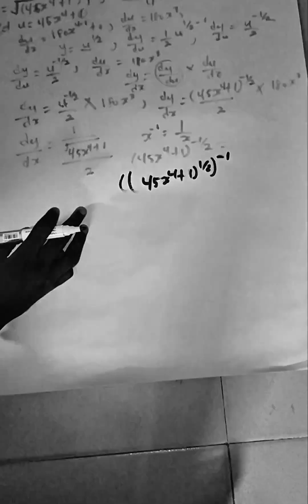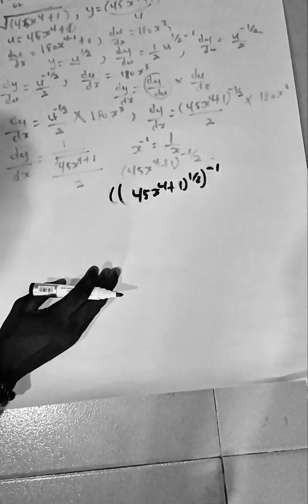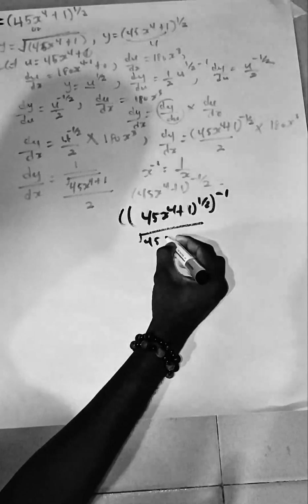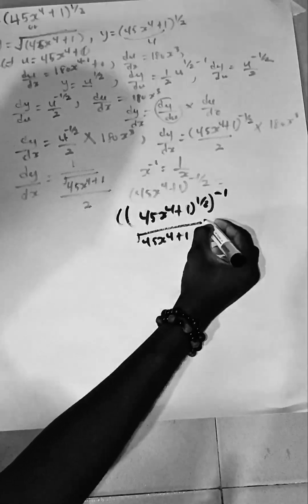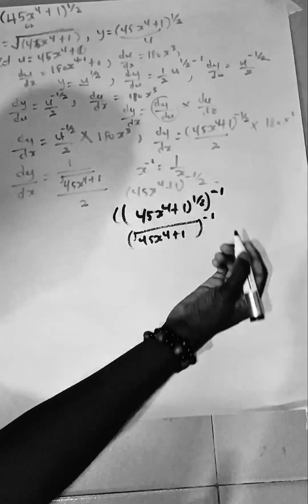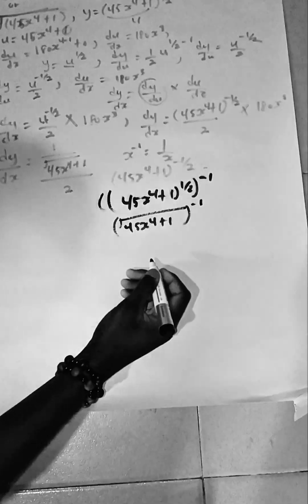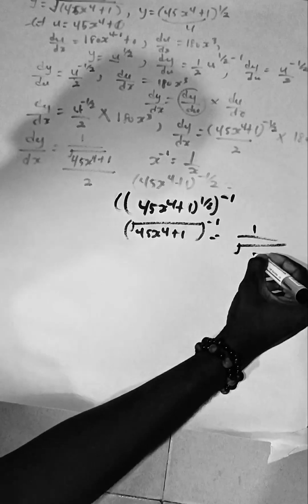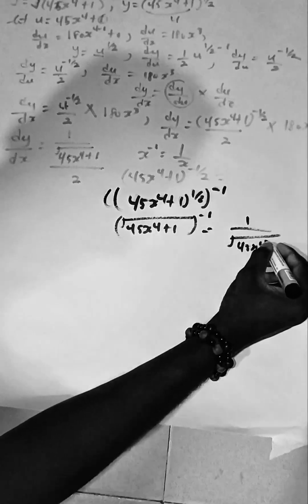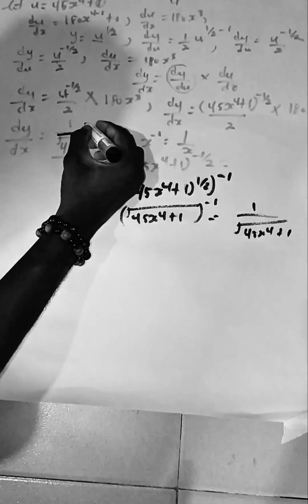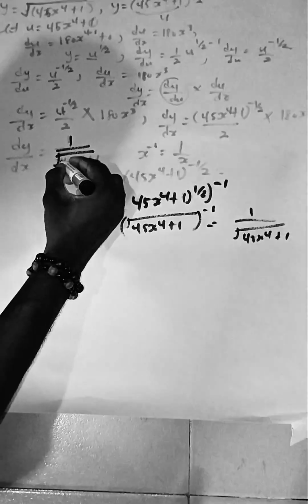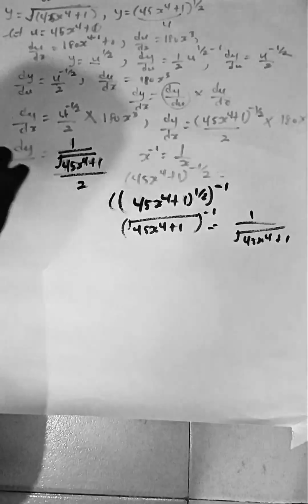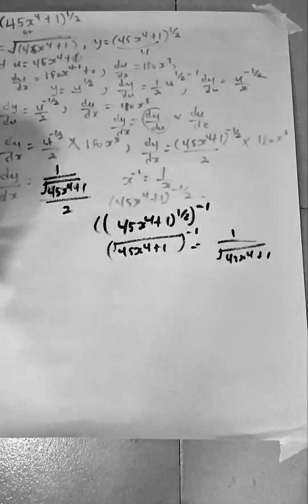Remember I said any function raised to 1 over 2 just means the square root of that function. So we could write this as the square root of 45 x raised to the power 4 plus 1, then all raised to the power minus 1. And anything raised to the power minus 1 just means the reciprocal of that function or that value. This could be written as 1 over the square root of 45 x raised to the power 4 plus 1. So that's what we have here. Yeah, so that's the common sense behind this. So let's go back to dealing with this bad boy here.